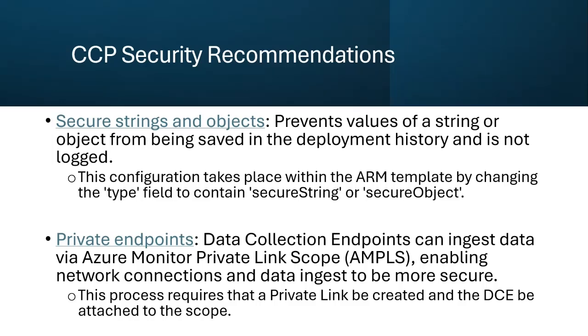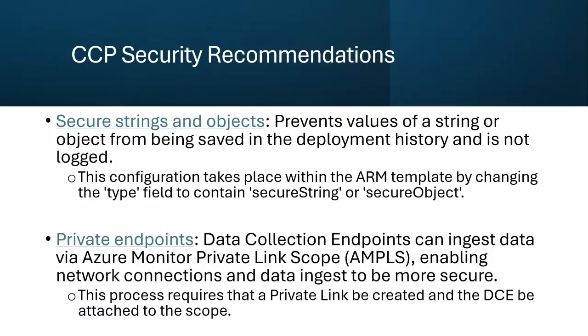These different options prevent the values of a string that you're going to be entering, such as credentials, from being shown either in the template or within the history. So within the ARM template itself, when you're defining these different parameters that Javier showed, like the client ID or the client secret or password or anything like that, you can specify them as type secure string or as type secure object to make them obfuscated and not show up.